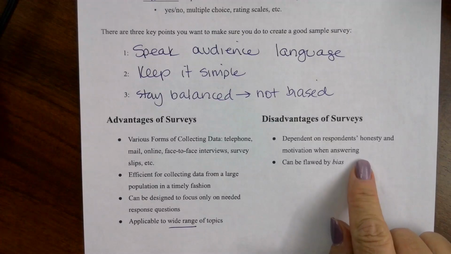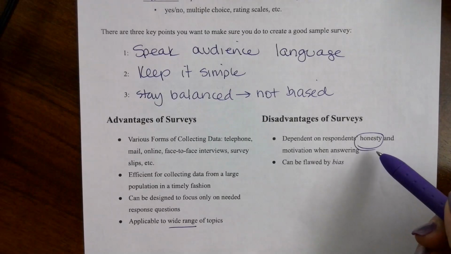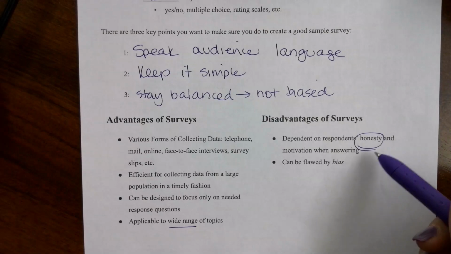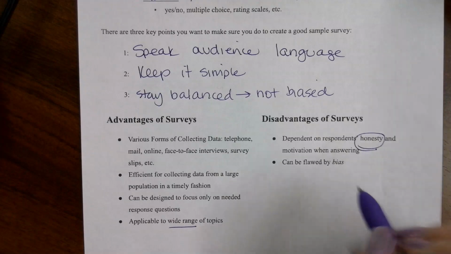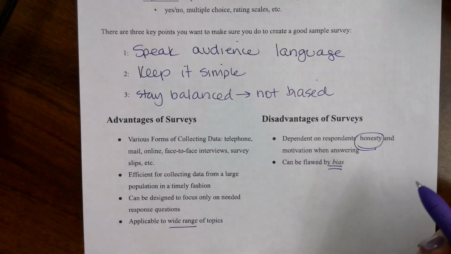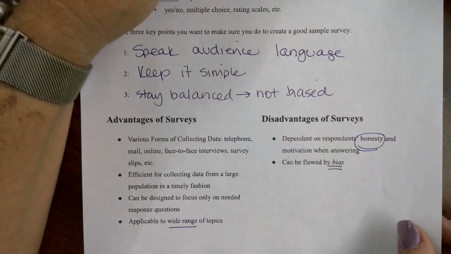The disadvantage to surveys is that you have to expect people are going to be honest, right? Sometimes if you ask a question on a survey, how many volunteer hours did you do this summer? Well, you don't want to say, oh, I didn't do any volunteer hours, because then it'd be like, oh, that looks super judgy. So sometimes people aren't very honest on a survey. And they can be flawed by bias. If it's not randomly sent out, there's a high probability that you're going to have a biased survey.